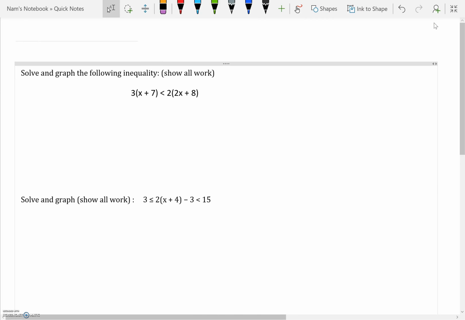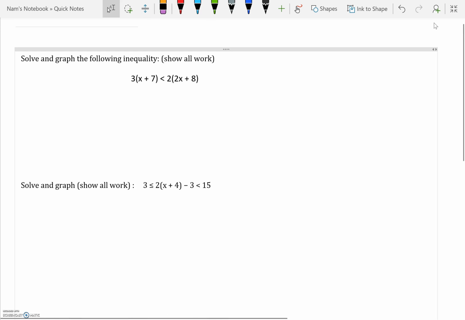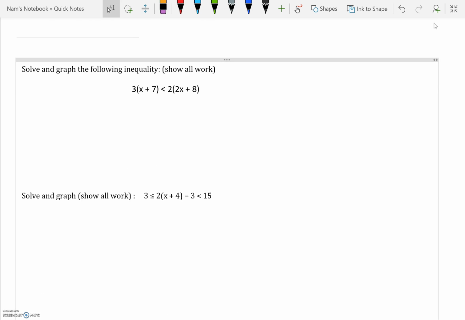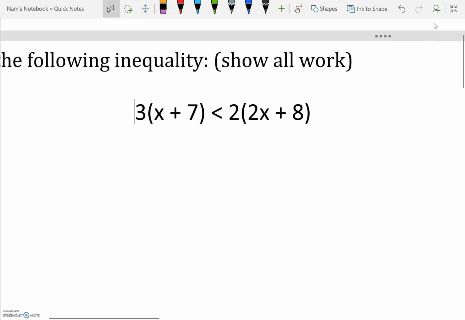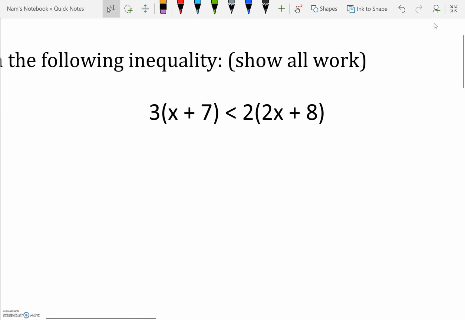Hey guys, so I'm just going to work over a couple of the sample problems that will help you better review for solving and graphing inequalities. So let's jump right in. The first one says solve and graph the following inequalities. So right here we have 3 times the quantity of x plus 7 is less than 2 times the quantity of 2x plus 8. This one you're going to solve and graph on a number line.